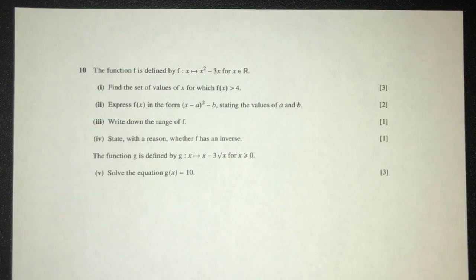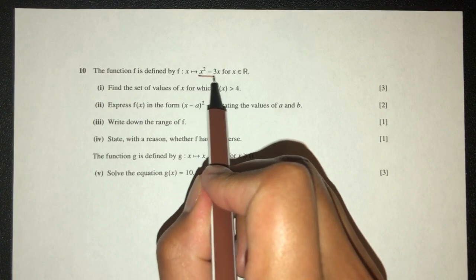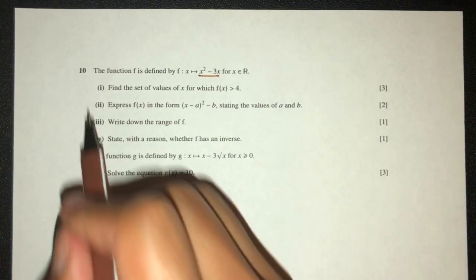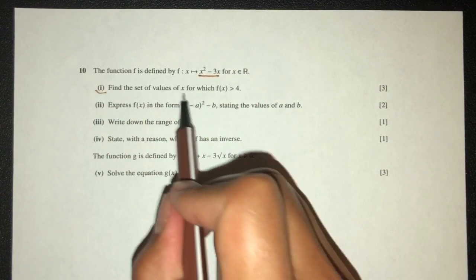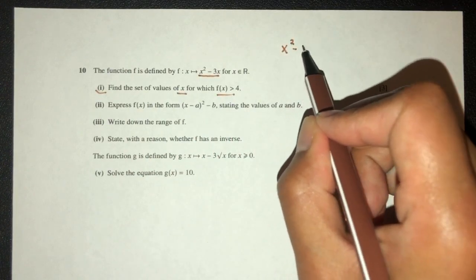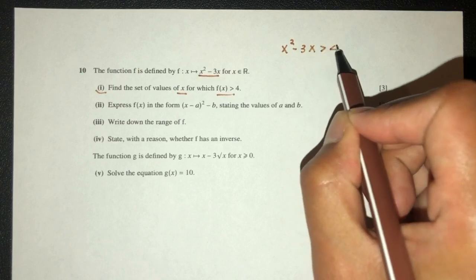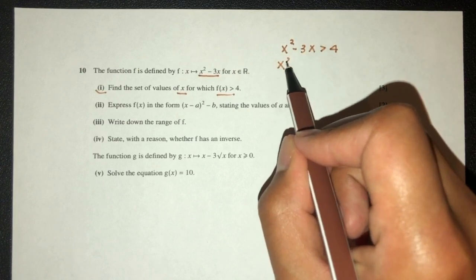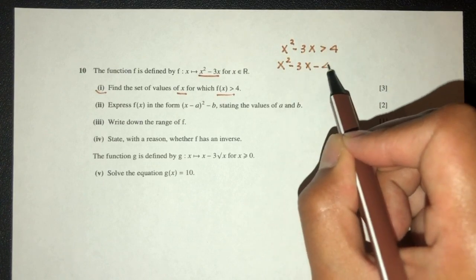Okay, so let's move on to this question. The function f is defined by f of x equal to this. Now x can take any values, that is great. Part 1, we have to find a set of values of x for which this is true. So pretty easy. We have x squared minus 3x more than 4. Send this over here, you have x squared minus 3x minus 4 is more than 0.